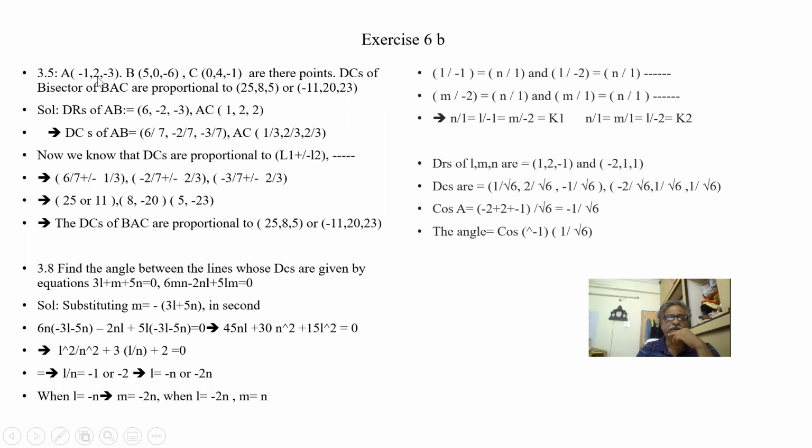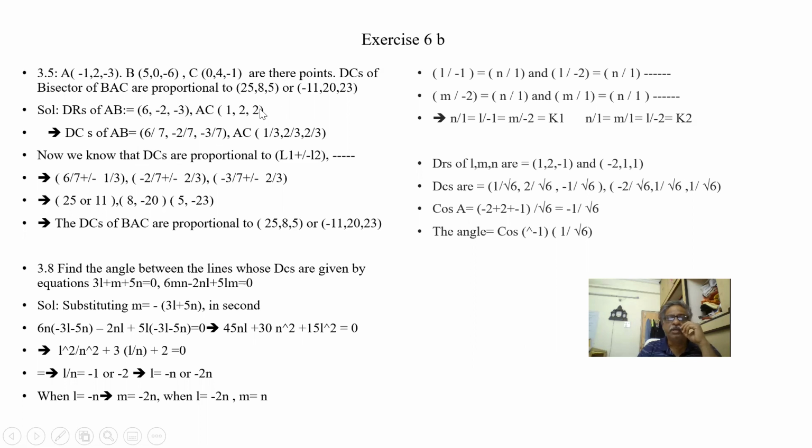So let us say the DC of AB. The DR of AB is 5 plus 1 = 6, 0 minus 2 = minus 2, minus 6 plus 3 = minus 3. And DRs, direction ratios, are x2 minus x1: 0 plus 1 = 1, 4 minus 2 = 2, minus 1 plus 3 = 2. From the DRs we get the DCs by putting the sum: 6 square plus 2 square plus 3 square, under root, becomes 7. This is 3. So we divide by their modulus sum. So 6 by 7, minus 2 by 7. These are the DCs of AC and AB.